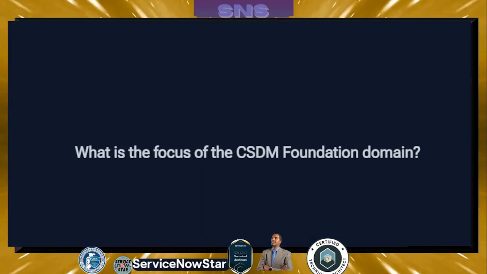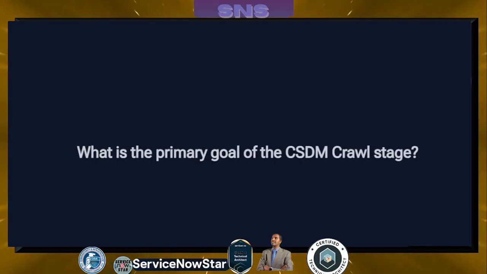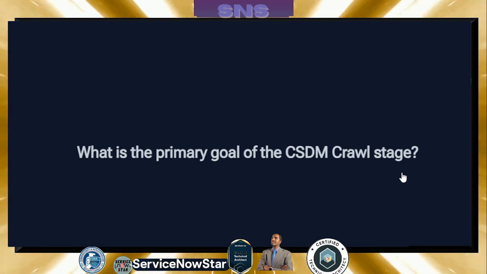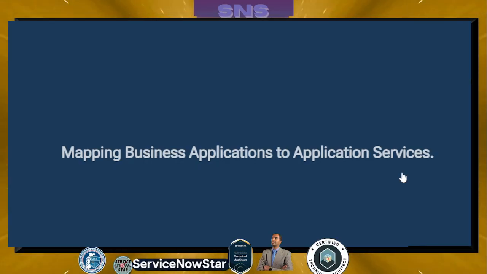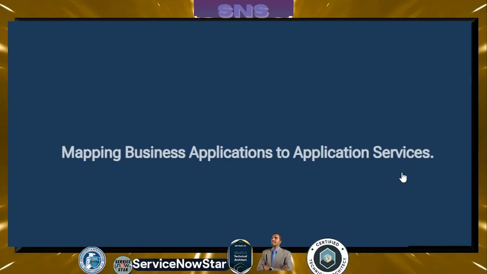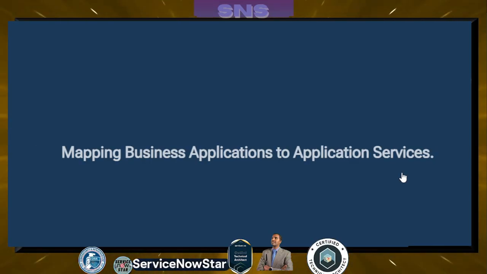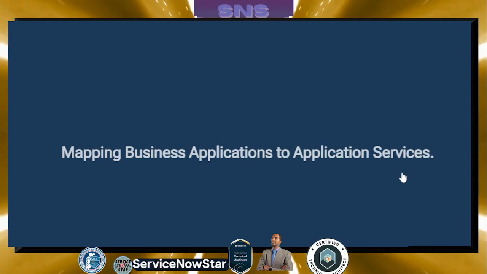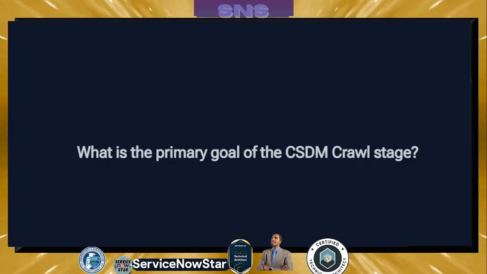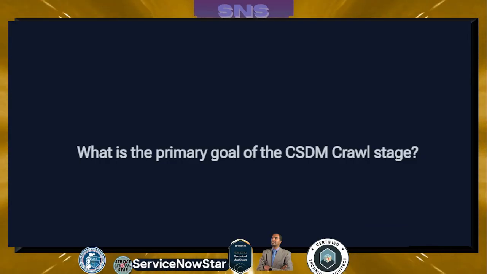All right, let's move on to the second question. What is the primary goal of the CSDM crawl stage? It's a little tricky, right? Here, crawl stage is mainly focused on mapping business application to the application services. So if you say that, you are absolutely correct. Mapping the business apps to the application service, that's the main purpose of the crawl phase. Okay, crawl stage in CSDM.